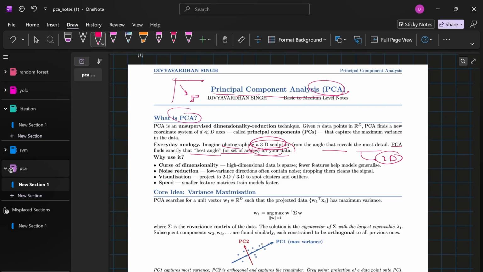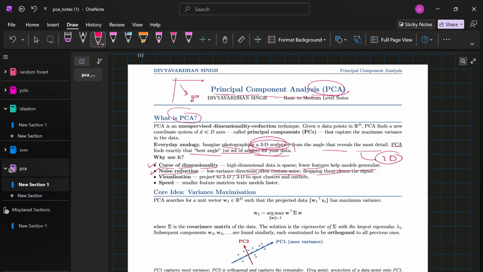Okay. Now, why should you even care about PCA? There are four big reasons. First one is the curse of dimensionality. When you have too many features, your data becomes very sparse and your model struggles. So PCA fixes it. Second, noise reduction. Some features in your data are just noise, so they don't add any value. PCA automatically pushes those aside.